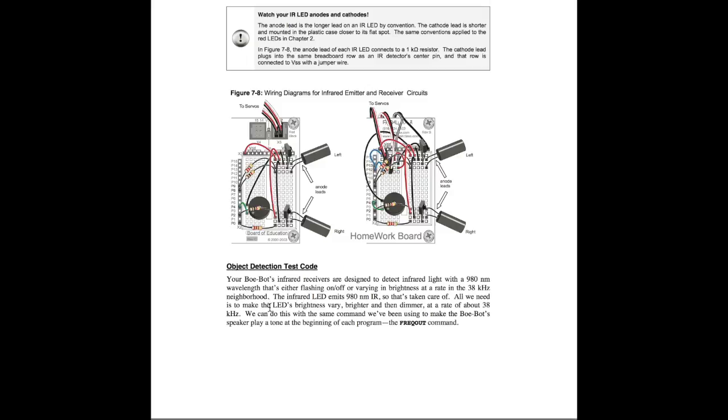All we need to do is make the LED's brightness vary brighter and then dimmer at a rate of about 38K. We can do this with the same command that we've used to make the Bobot speaker play a tone at the beginning of each program. It's called the frequency out, or FREQOUT, command.